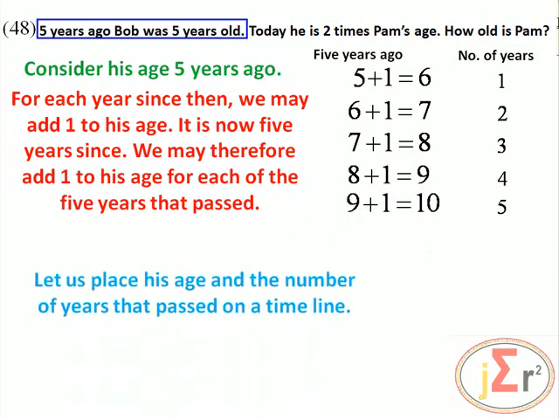So, let us place his age and the number of years that passed on a timeline. So, we used one method already on the previous slide to find his present age. Then we use another method to find his present age. And we have another method that we are using now to find his present age. And this one is making use of a timeline.